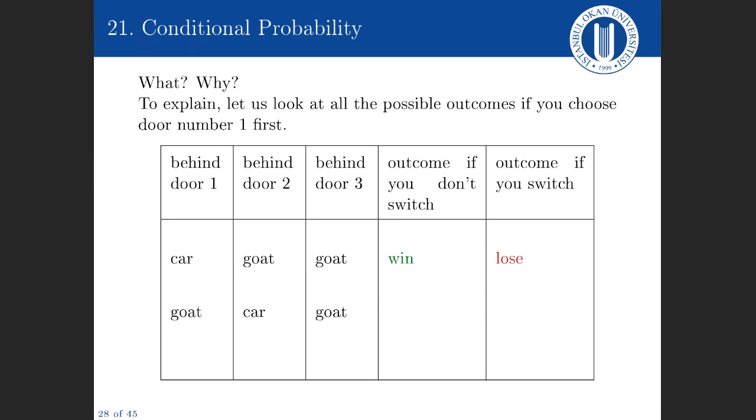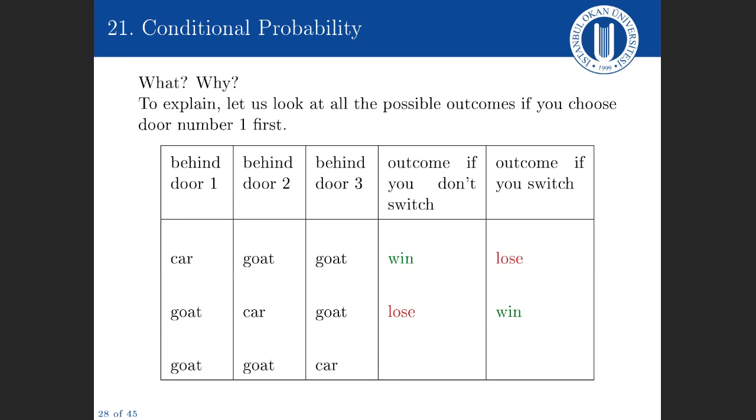The second possibility is that the car is behind door number two. Again, you start by choosing door number one. The host opens door number three and he shows you there's a goat behind door number three. And he says, do you want to stay with door number one or do you want to change your mind and have door number two instead? If you stay with door number one, you lose. If you change your mind and you take door number two instead, then you win.